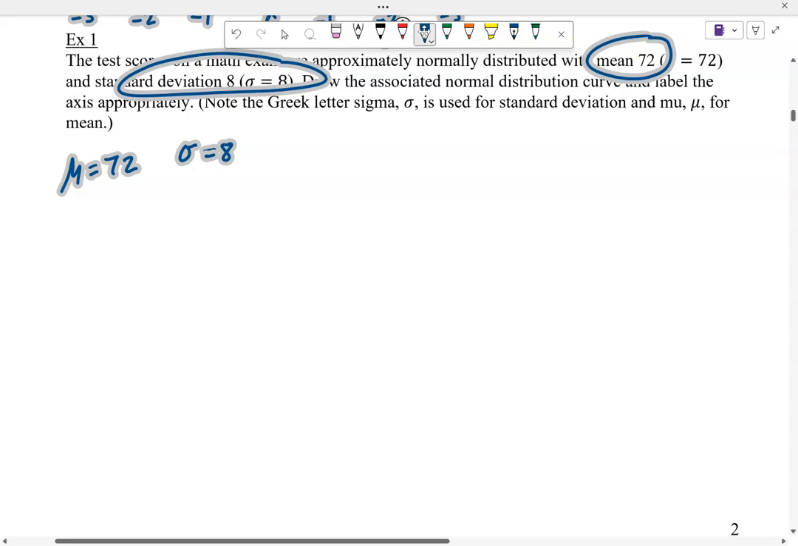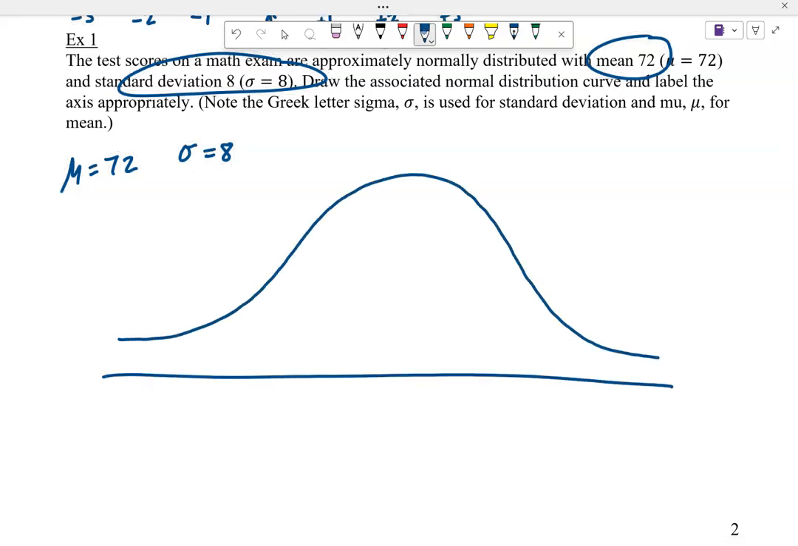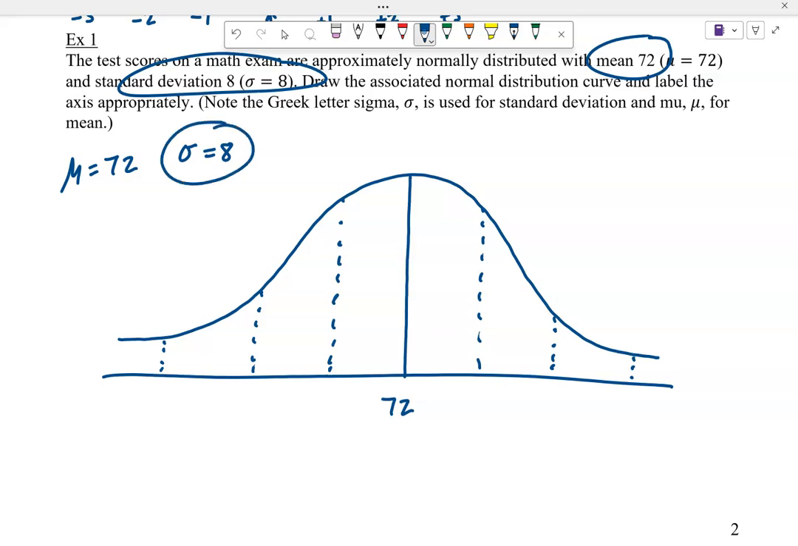So let's go ahead and draw, best you can, our bell curve. Right in the middle is our mean, 72. Then I'm going to draw 1 standard deviation above, there's 2 standard deviations, there's 3 standard deviations, and there's 2 below, 3 below. Let's go up 1 standard deviation. Notice the standard deviation is 8.